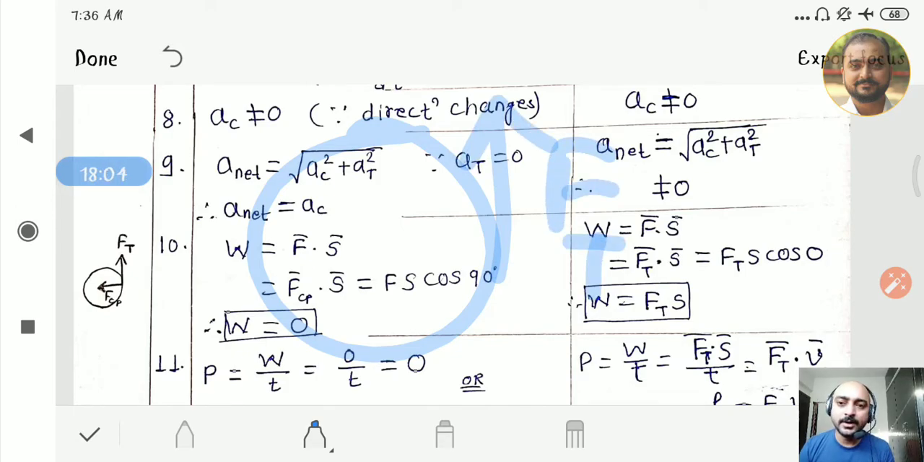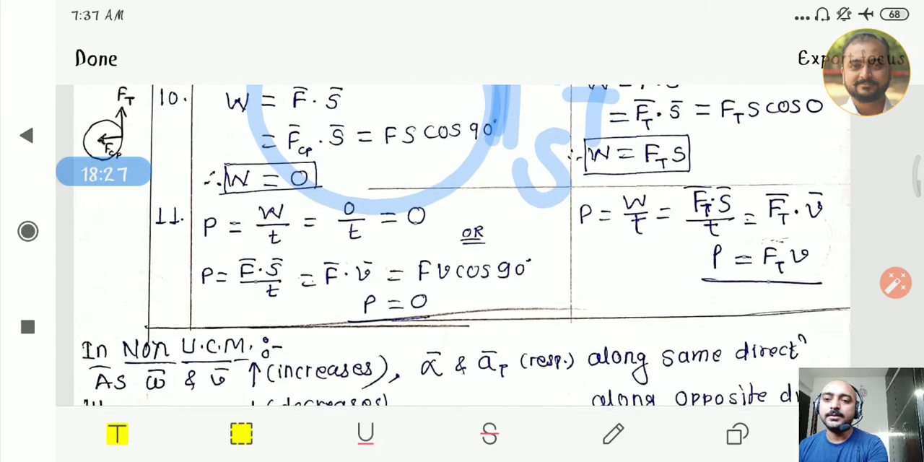Okay, and according to this tangential force, again, the tangential force as well as the displacement of the particle are both along the same direction, which means they have an angle of 0 between them, and so the work done is given by Ft into S. Okay, same thing for the formula for power.